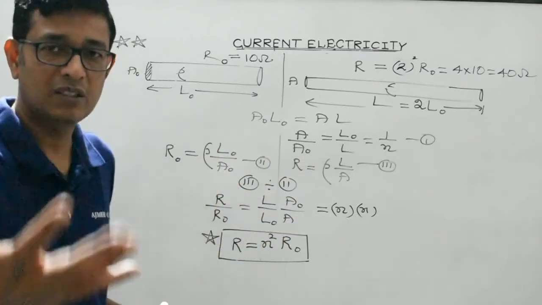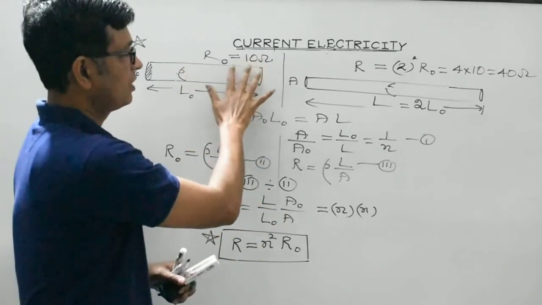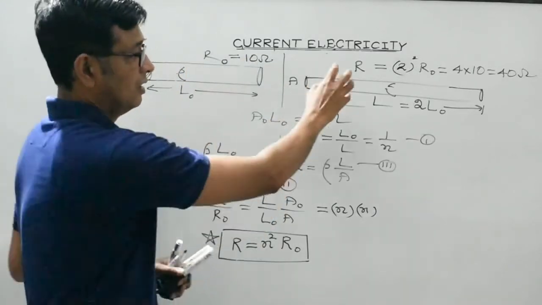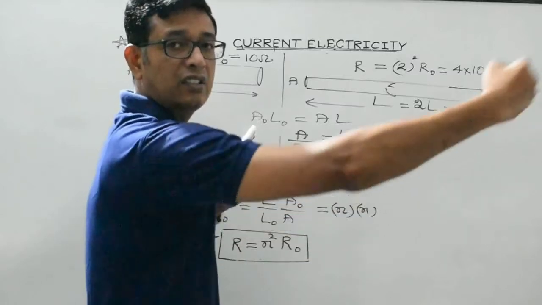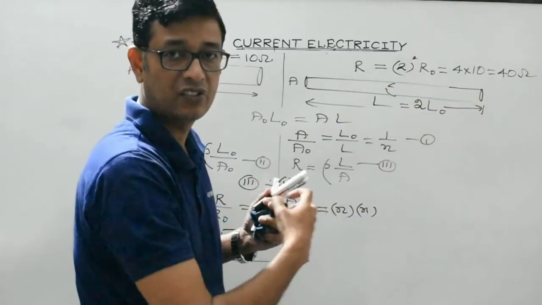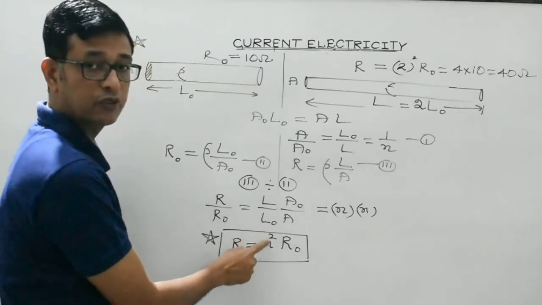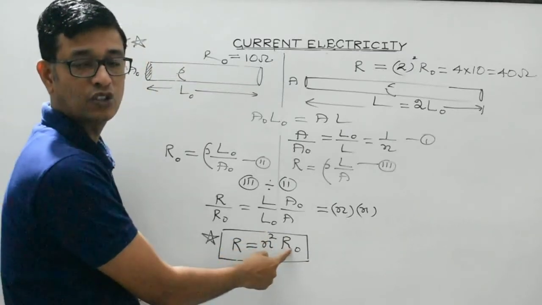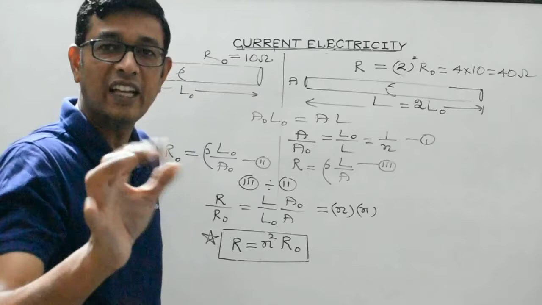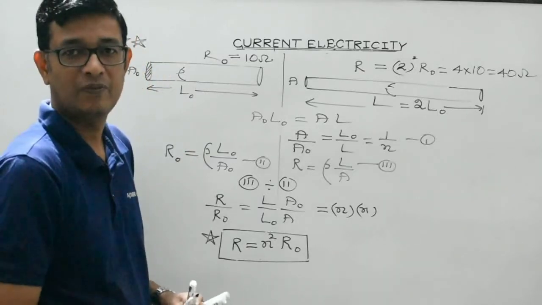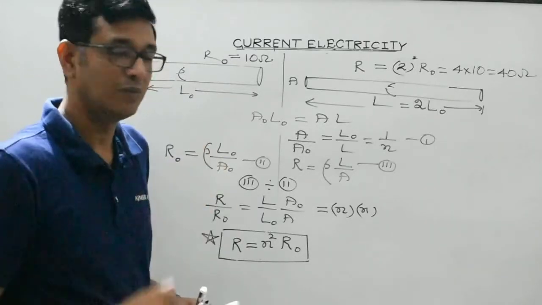Again, let's discuss some other example. Suppose its original resistance is 10 ohm. It is stretched to thrice its original length. Thrice, 3 times. So what will be its new resistance? Square of 3, that is 9. 9 times the original resistance. That is, it will become 90 ohm. Clear?